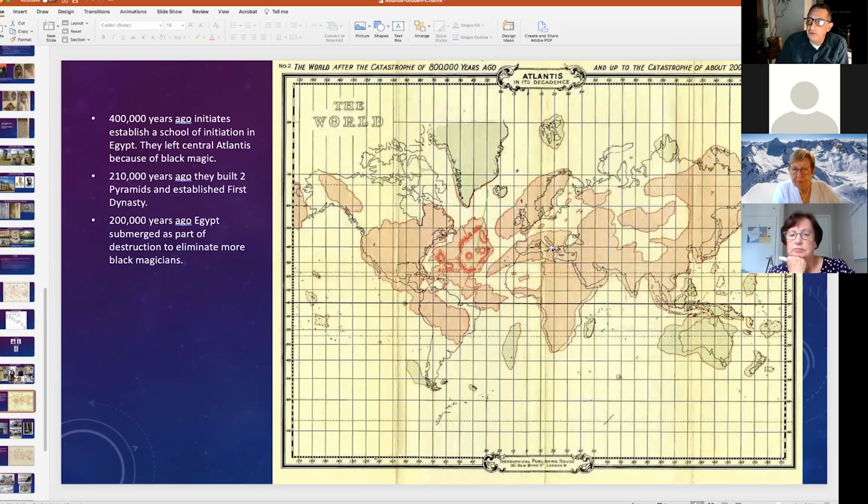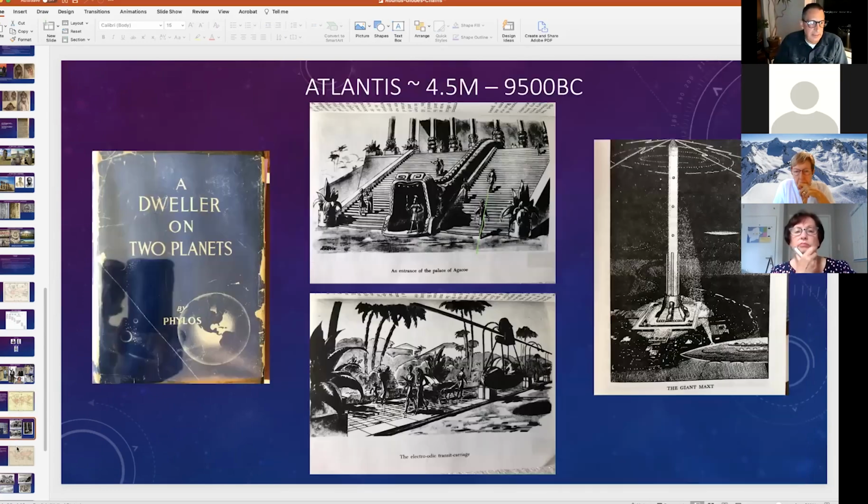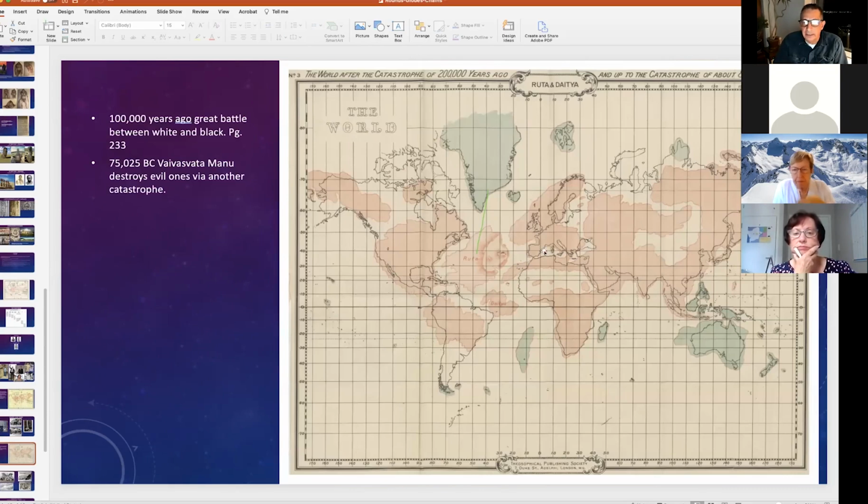400,000 years ago, there was a school of initiation established in Egypt. 210,000 years ago, they built the pyramids. So the pyramids are 210,000 years old, two of them. And those were to house, as repositories, talismans and various things, for the cataclysm that they knew was going to happen 200,000 years ago. So this was 210,000 years ago, they built them. And then 10,000 years later, there was another cataclysm. And that cataclysm caused the world to look like that. And there was a lot of flooding in here and a big ocean, and Egypt was submerged temporarily. And so this is what the world looked like from 200,000 to 80,000 years ago.